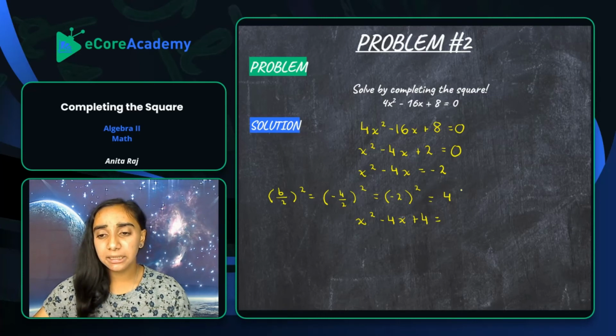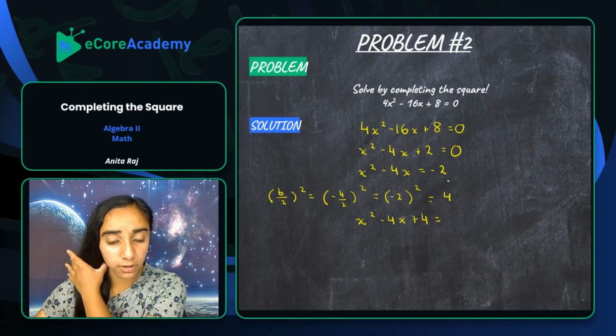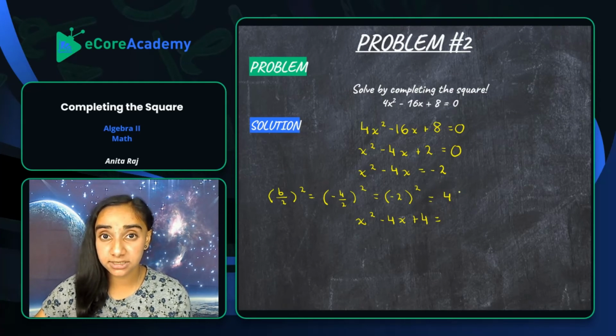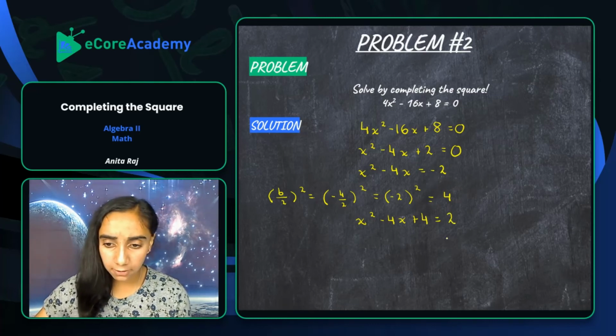because we have to add it to both sides of the equation. I see a lot of people mess up on completing the square because they don't add this b over 2 squared term to both sides of the equation. Remember, whatever you do to the left side of the equation, you must do to the right side. Therefore, you need to add 4 to the negative 2. Negative 2 plus 4 then makes this a positive 2. So now we have this.